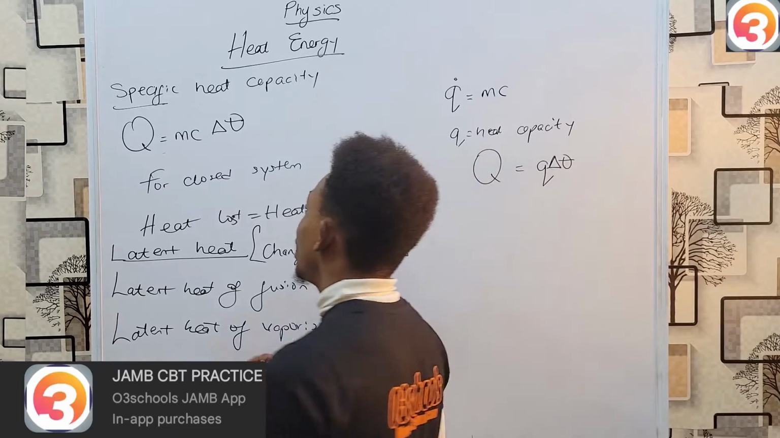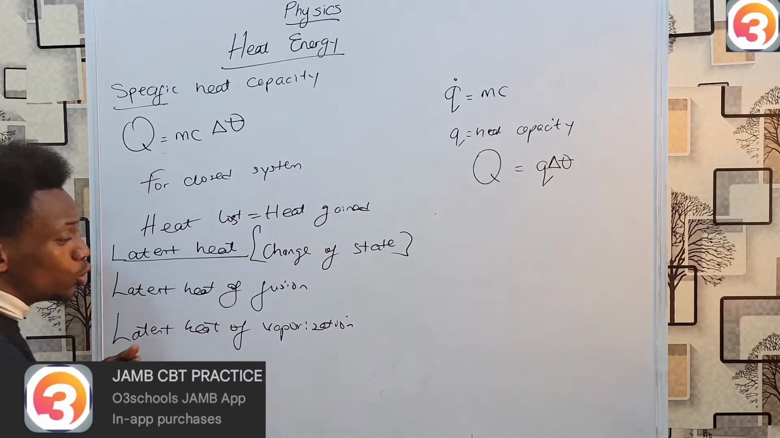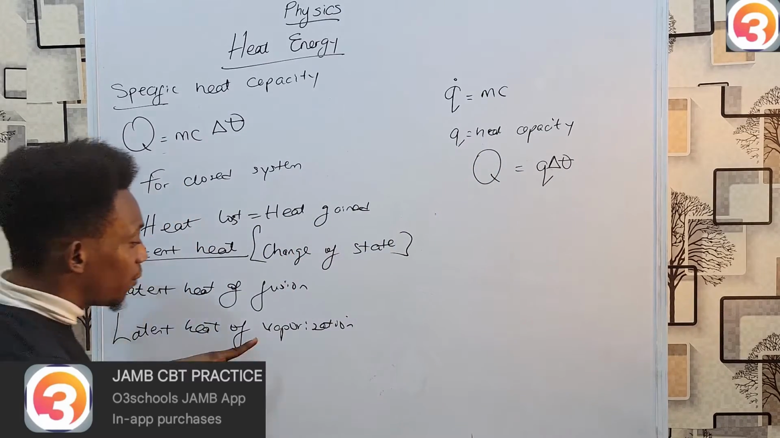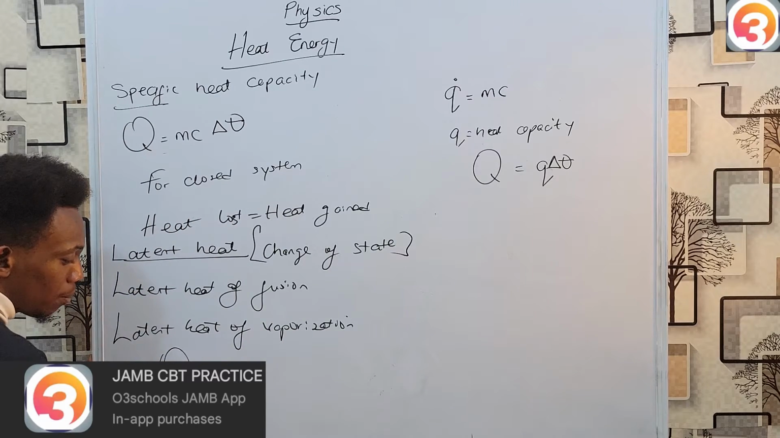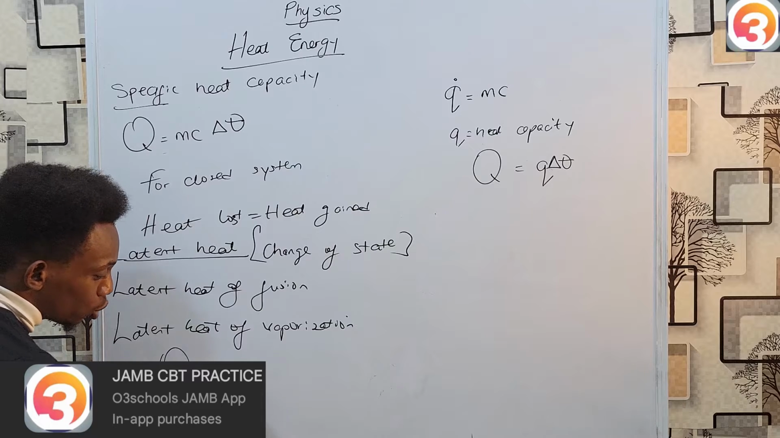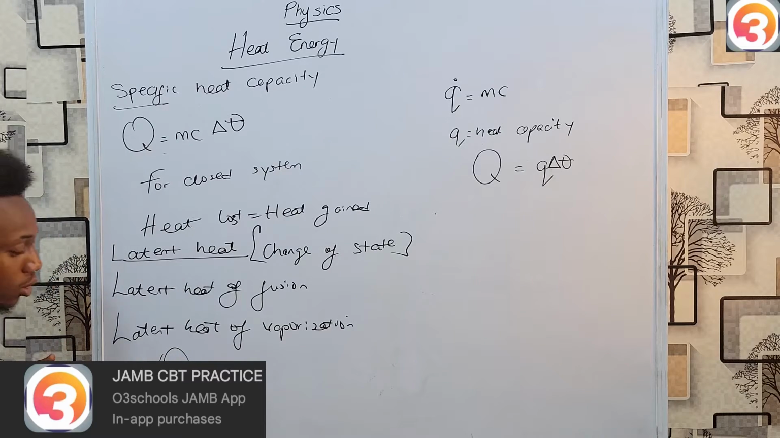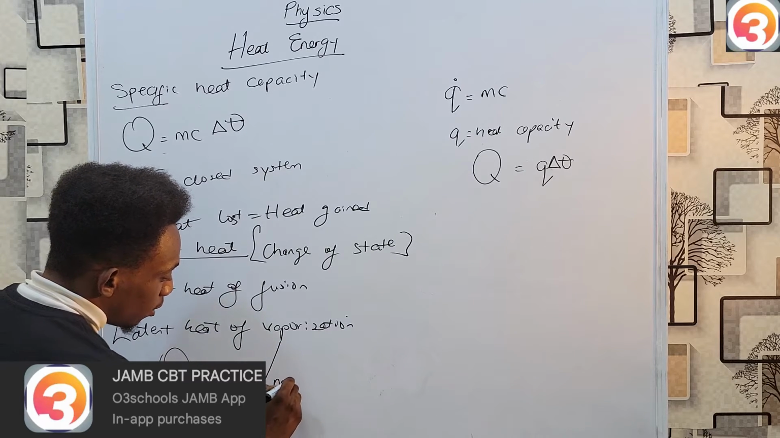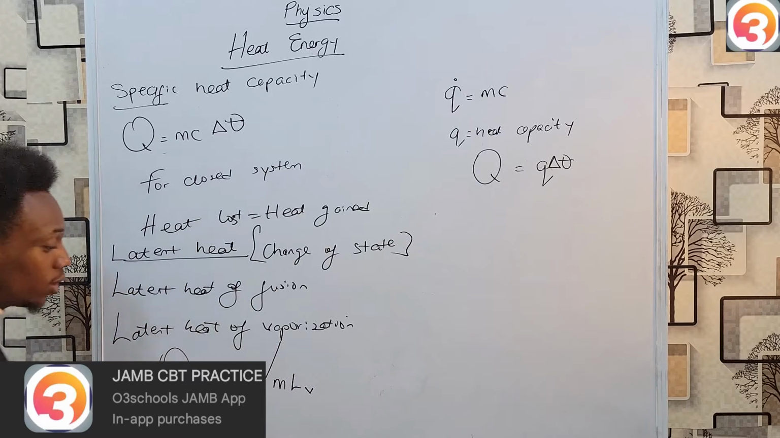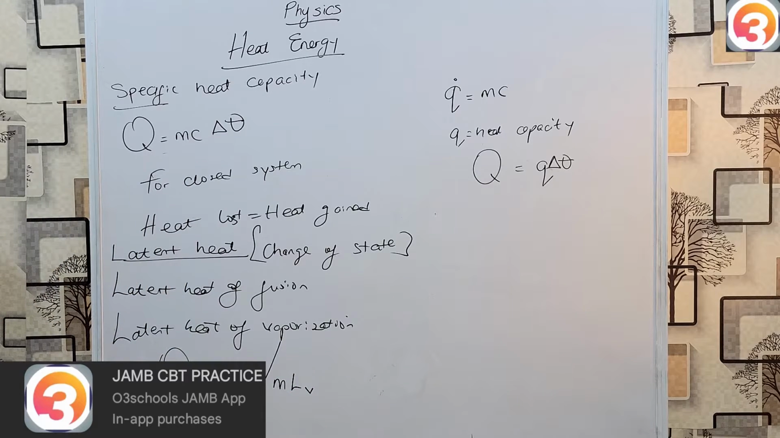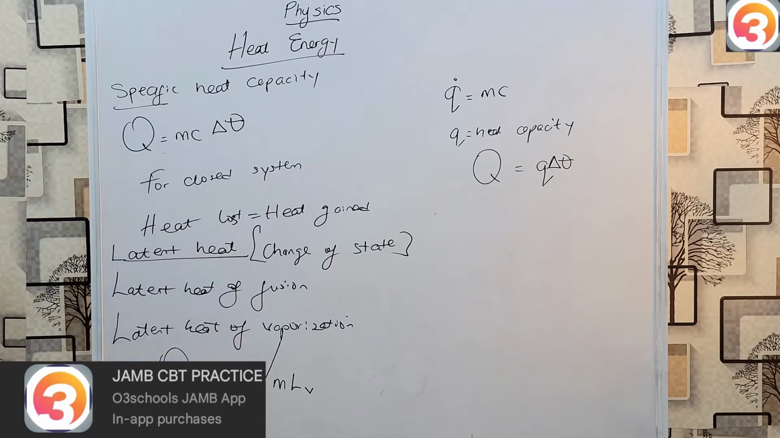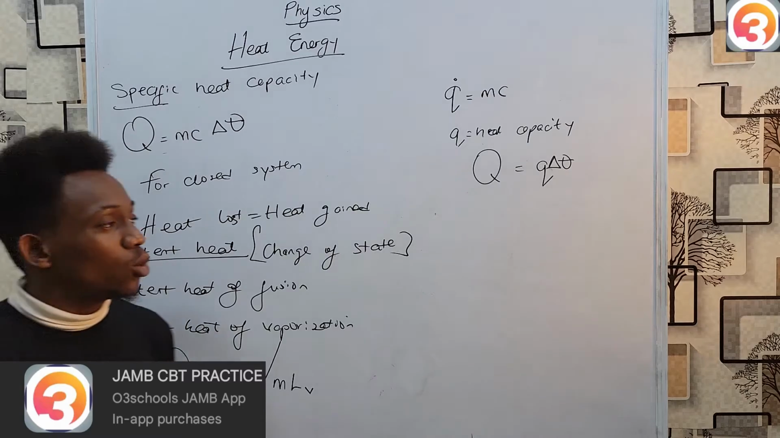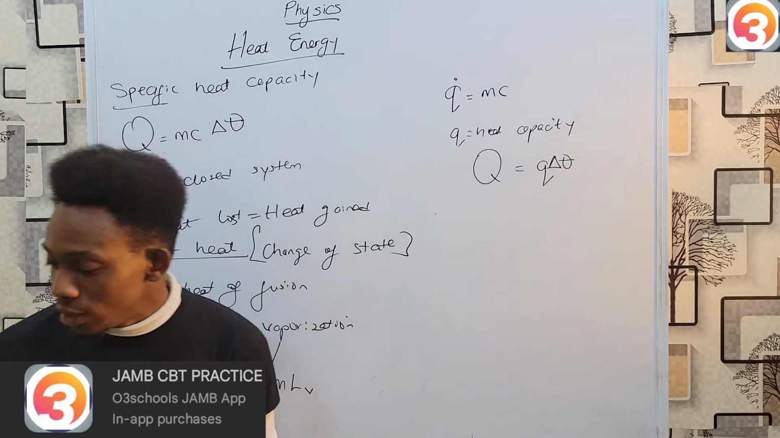Now, in this situation, rather than using mc change in theta, we should note that there's no change in theta, and therefore the formula is simply that the heat in this situation is mass times latent heat of fusion, if this thing is melting, or it can be mass times latent heat of vaporization, which you use when this thing is boiling. And now, generally, these are the formulas we shall use in this topic when calculating for heat transfer.